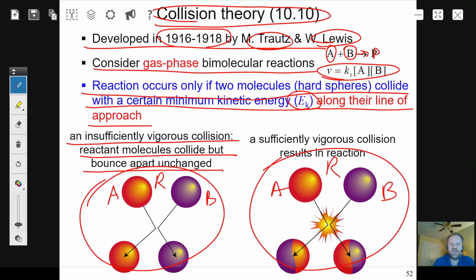However, on the right-hand side, we have exactly the same two hard spheres of molecular species A and B that do approach each other with sufficient kinetic energy. And upon collision, the two molecular species go on to form products P.